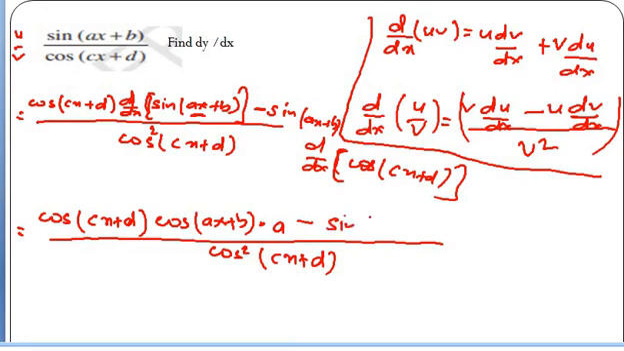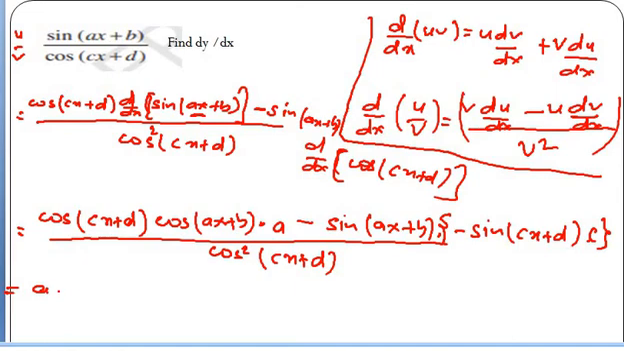Similarly, we can write sine(ax + b) into the derivative of cos, which is minus. We'll write minus sine(cx + d), and then the derivative of cx is c, bracket close. So if you want, you can leave the next step.